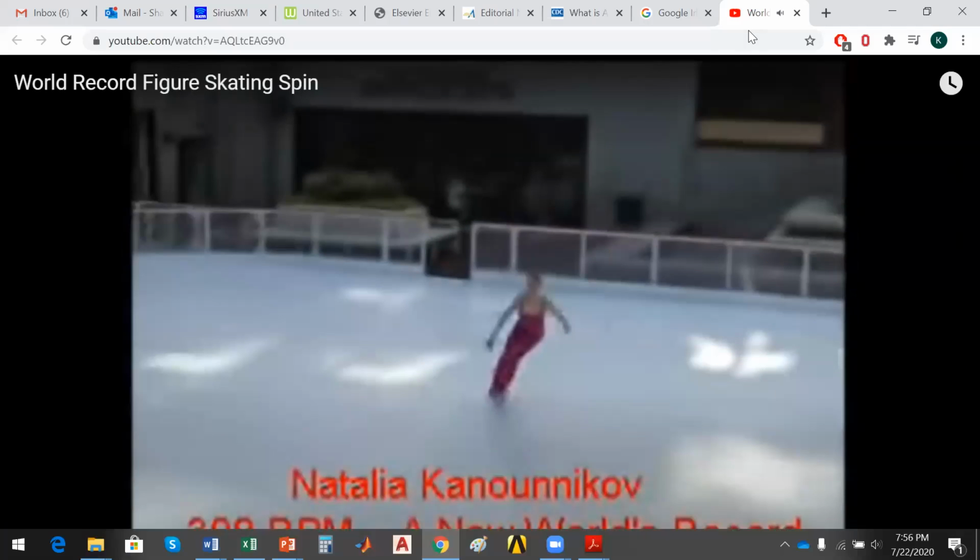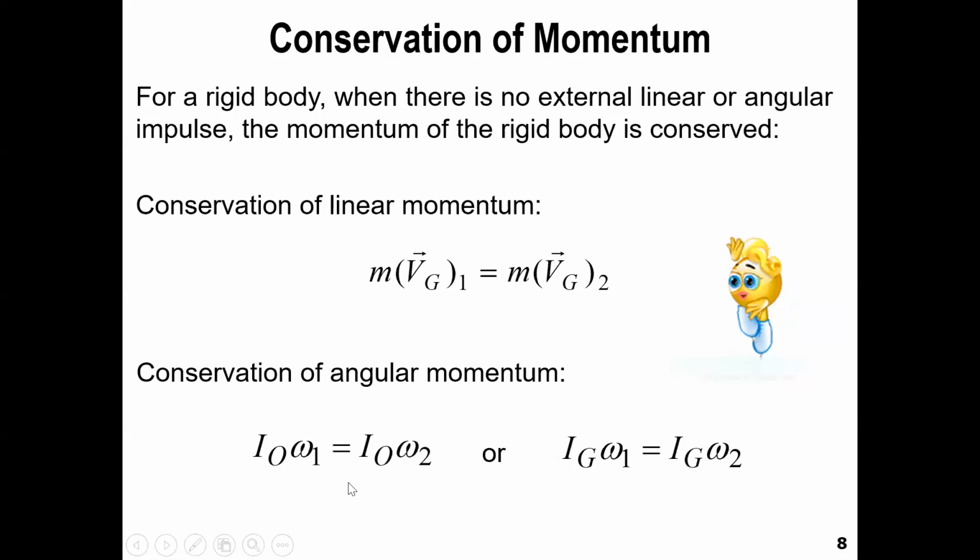And I'm sure you can find similar videos on the web. Another example is divers: when they jump and they're in the air, there's no external moment. So if they keep their hands and legs open, their rotation has some speed. If they collect their hands and legs close to the body, the I about G decreases. For example, IG omega 1 is something. When you decrease IG, you have to increase omega so this remains constant. So the omega automatically increases to compensate for the smaller I, and that's what happens.